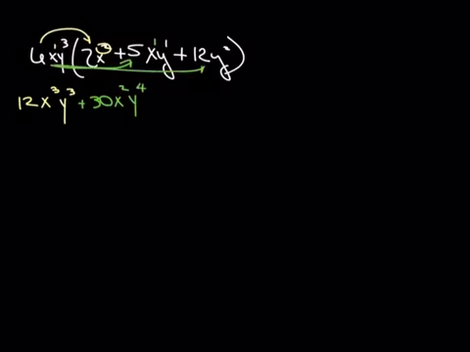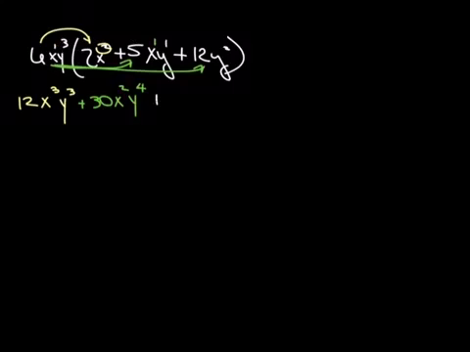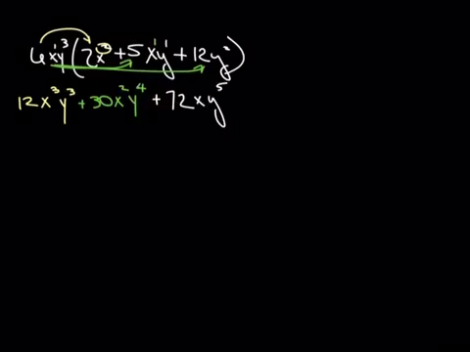Now I'm going to multiply that times that. So 6 times 12 is 72. X, there's nothing to multiply it by, so it just stays. Y cubed times y squared is 3 plus 2 is 5. And that's number 10.